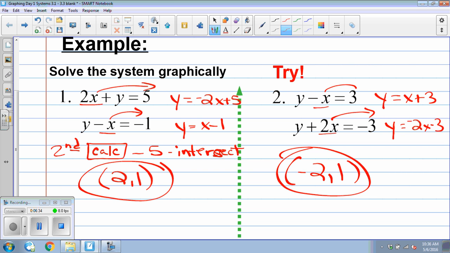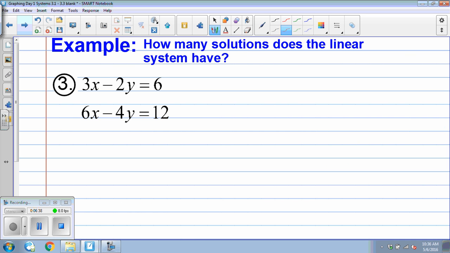Okay? So let's refresh our skills on how we do that. First, before we do that, let's talk about this. This question doesn't want us to find the solution. It just says, how many solutions does it have? You have three options. What types of equations are both of these? Linear, right? So they're two straight lines. So they're either going to cross at 1 point, no points, or all points.